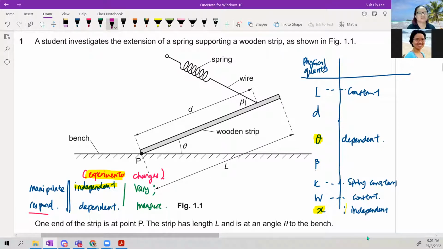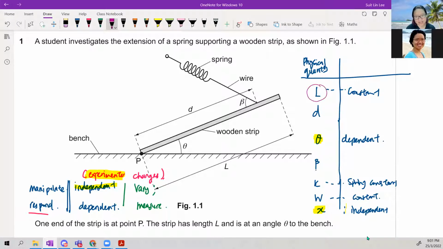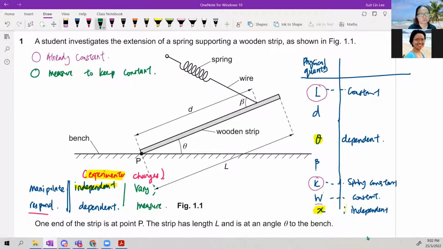So already constant are things like L and K. What I mean by already constant is unless you change the spring or you go and change the wooden strip, these two things will not change. What is the thing that you have to measure to make sure it is constant? I hope you understand the difference. There's a constant that is always the same. For example, the spring constant of the spring is always the same, unless you spoil the spring. I don't have to measure the spring constant in every single experiment. But there's something that I have to do extra effort to keep it constant.